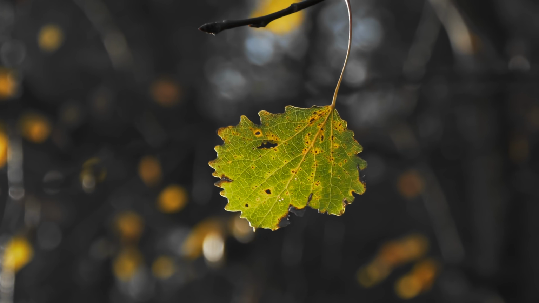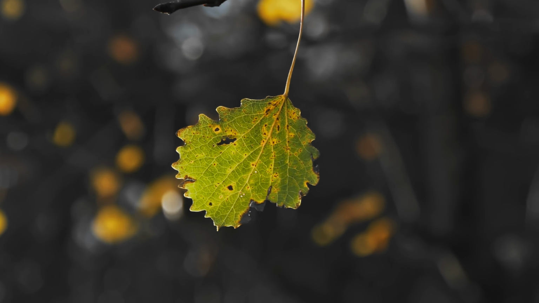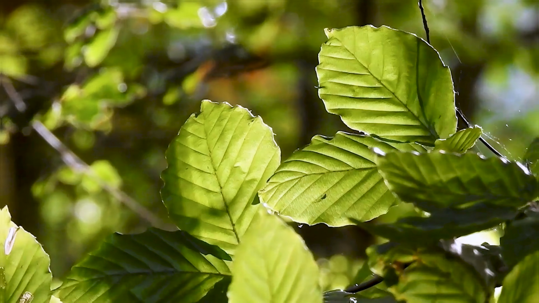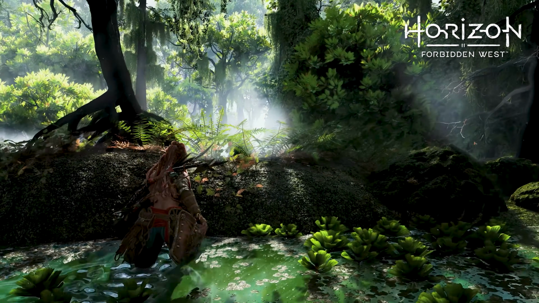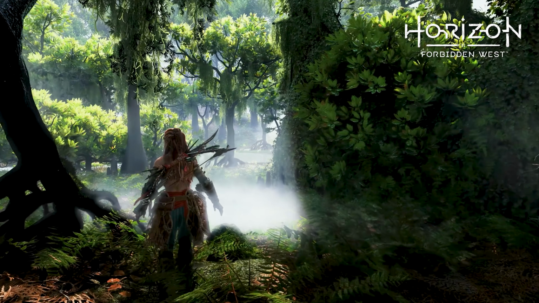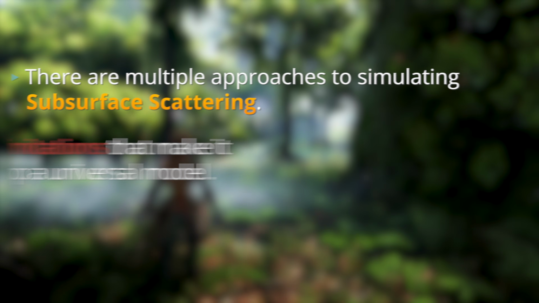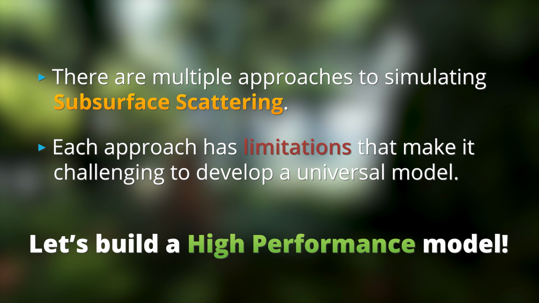But when it comes to plants, the light escapes. And because it has less energy, it now has a different color. That's why white light passing through a green leaf ends up looking yellow. This is what makes plants in modern AAA games look so realistic. But getting it to work in real time has left many developers banging their heads against the wall.